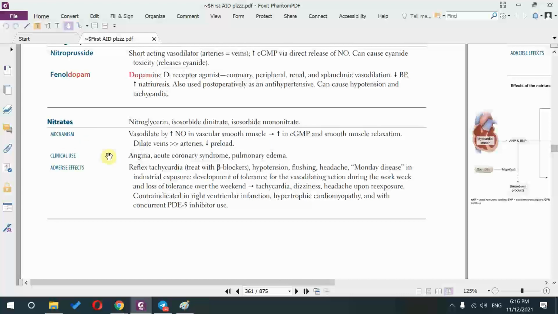Okay, clinical use: you can use it for angina, acute coronary syndrome, and pulmonary edema. So keep in mind that in this case they do not write MI. Sometimes we use it in MI, but it can be really bad. Why?